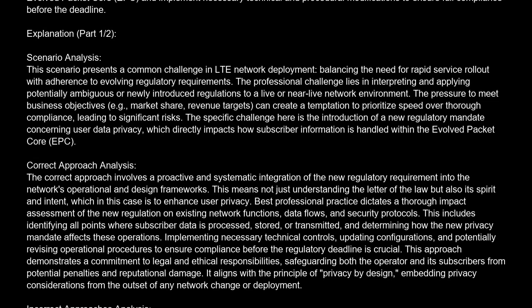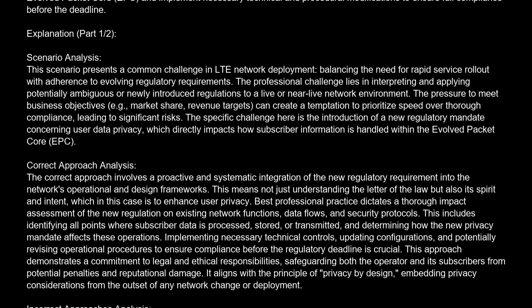The correct answer is A. Conduct a thorough impact assessment of the new regulations on all location data handling processes within the Evolved Packet Core (EPC), and implement necessary technical and procedural modifications to ensure full compliance before the deadline. Explanation: Scenario analysis. This scenario presents a common challenge in LTE network deployment, balancing the need for rapid service rollout with adherence to evolving regulatory requirements.